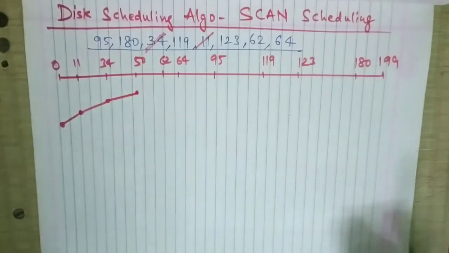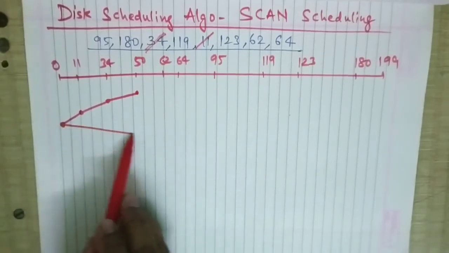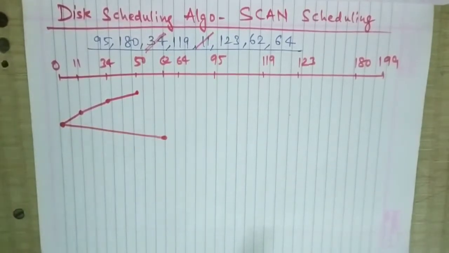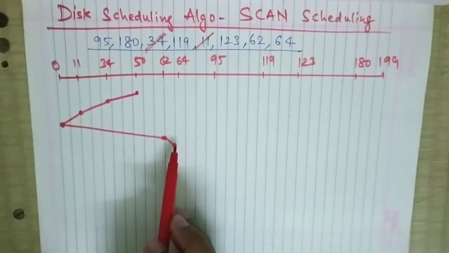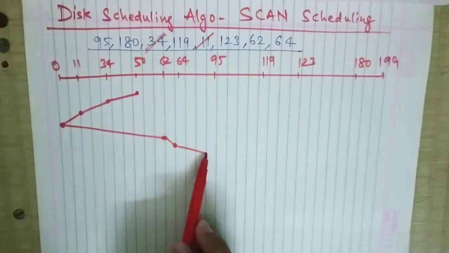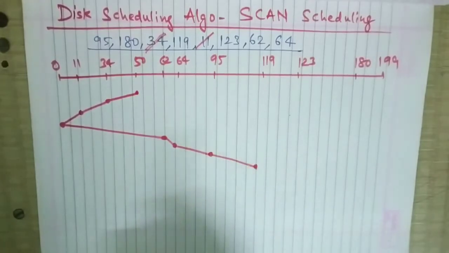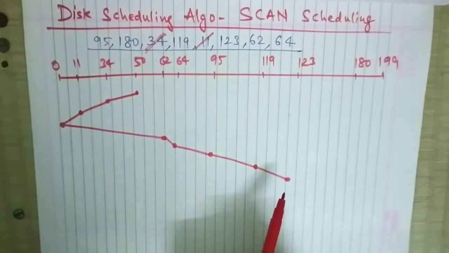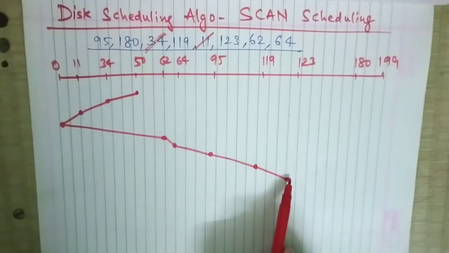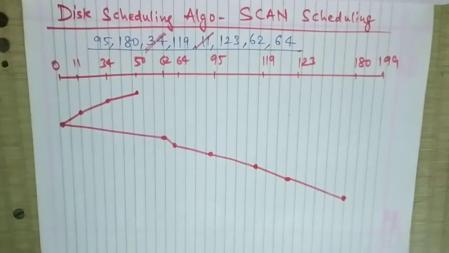Now we move to the other end, servicing first 62, then 64. After 64 we move towards 95, then 119, and after 119 we service 123. After 123 we service 180. So 180 is also serviced. We will not go to 199.